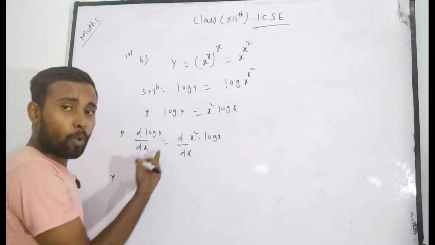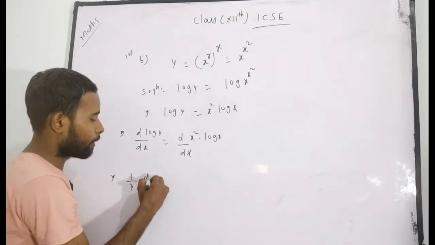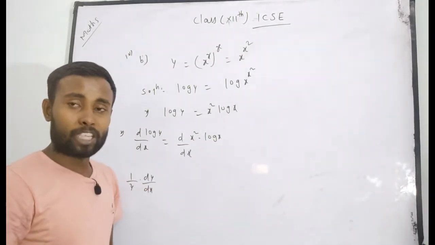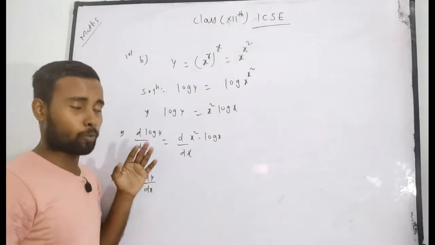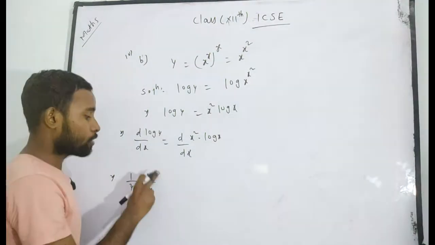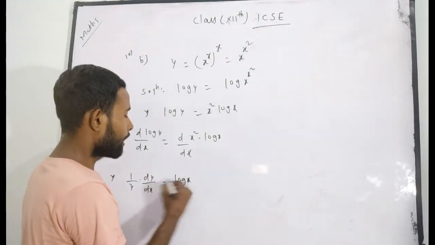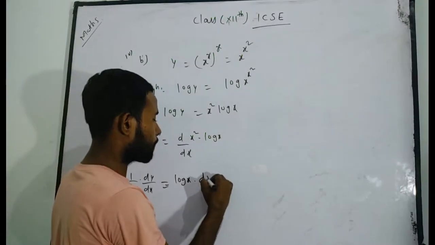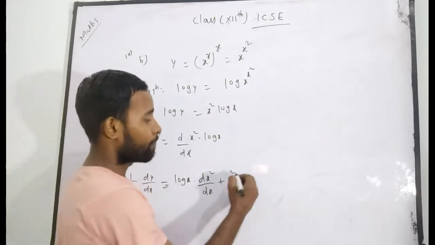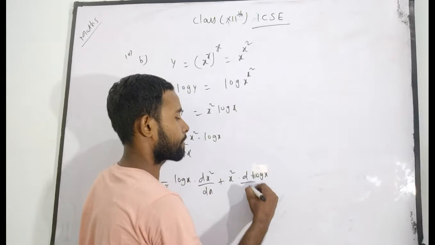When you differentiate log y with respect to x, I want to write directly 1 upon y into dy/dx. Because for the derivative of log y, firstly you have to differentiate with respect to y, thereafter you have to differentiate y with respect to x. In that case, you will get 1 upon y into dy/dx, which will be, here you have to take log x out of it and differentiate x square with respect to x. Again take x square out of it, and differentiate the second function, log x, with respect to x.